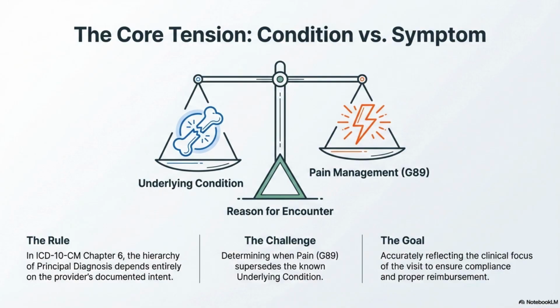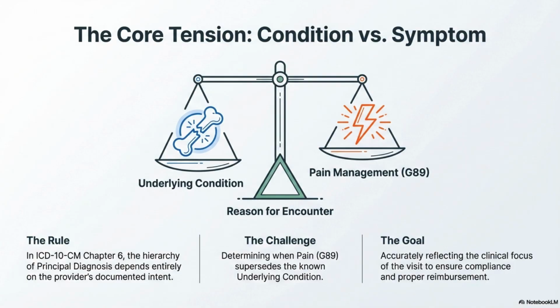Let's start with the central challenge in pain coding. Are we treating the underlying condition, or are we treating the pain itself? In ICD-10-CM Chapter 6, the hierarchy of principal diagnosis depends entirely on the provider's documented intent. So our job is to determine whether the encounter is focused on managing the condition or managing the pain.